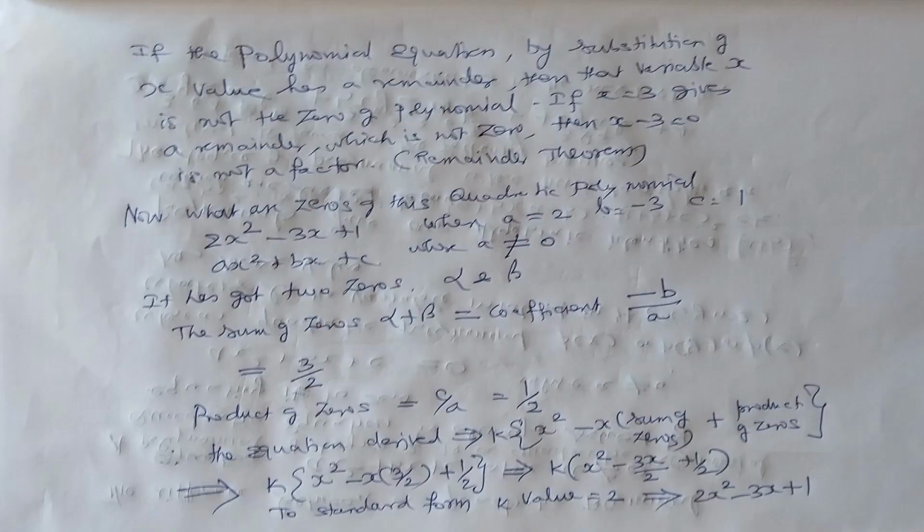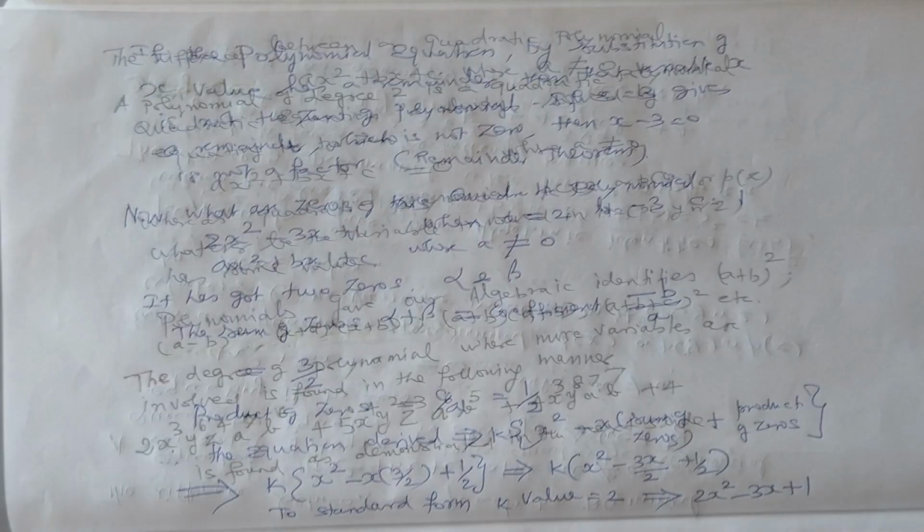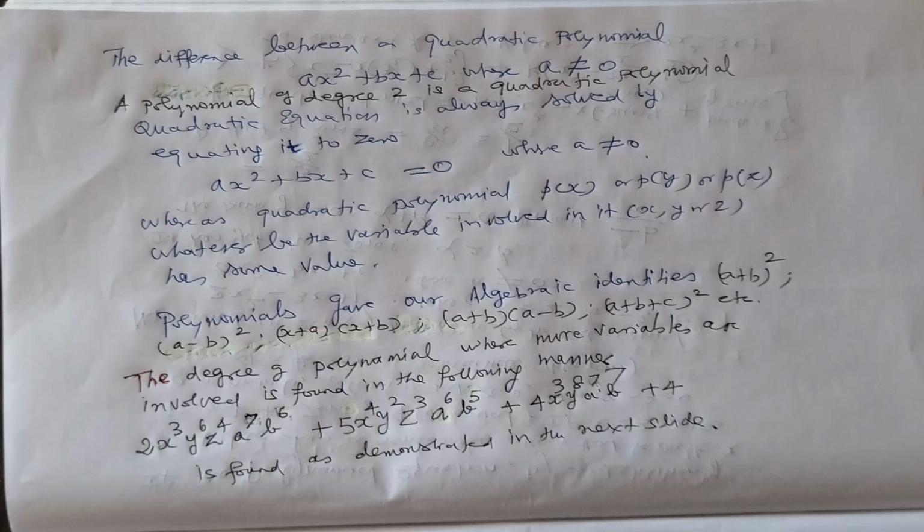The equation is derived thus: k multiplied by x squared minus x into the sum of zeros plus the product of zeros. That is k multiplied by x squared minus x multiplied by 3 by 2 plus 1 by 2. To standardize the equation, we multiply the whole equation by 2. It becomes 2x squared minus 3x plus 1. That explains the significance of the term k.